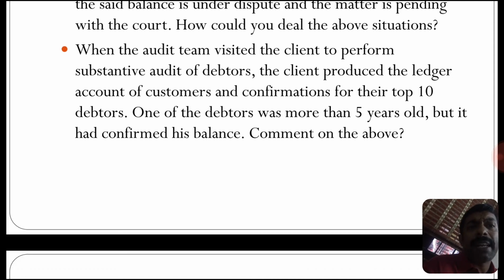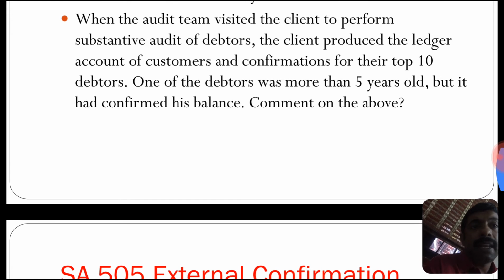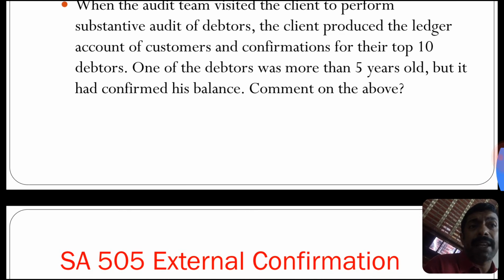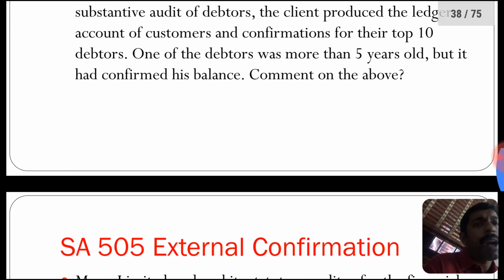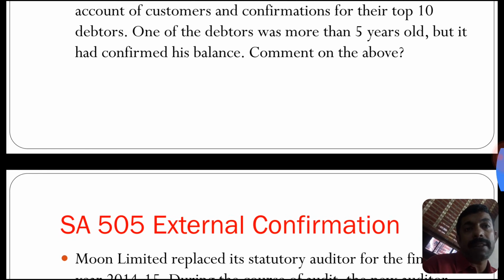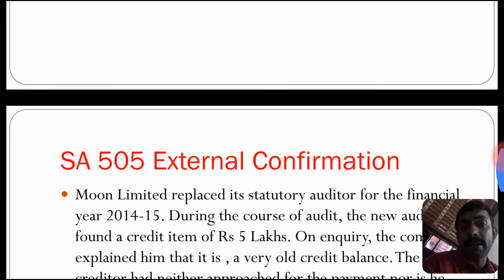When the audit team visited the client to perform the substantive audit of debtors, the client produced the ledger account of customers and confirmations for their top 10 debtors. One of the debtors was more than 5 years old, but it had confirmed its balance. Comment your view. The age is 5 years, it has to be written off.